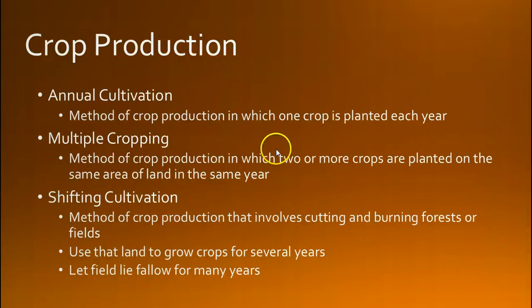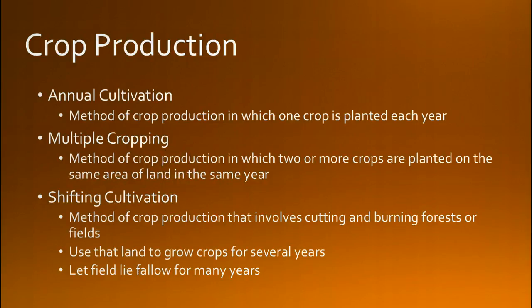For crop production, there are a few different ways that we can produce crops. One is annual cultivation, the method of crop production in which one crop is planted each year. Cultivation means the act of raising crops, and annual cultivation is common where the climate only allows farmers to grow crops during part of the year. So every year the farmer will plant one crop, harvest it, and it's just the one crop planted and harvested each year, one time.